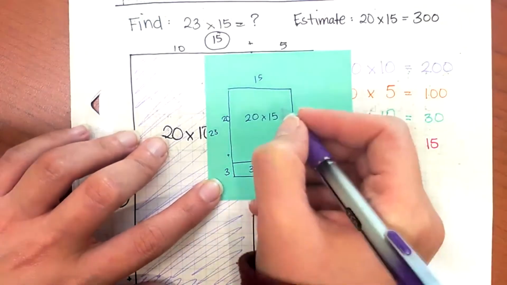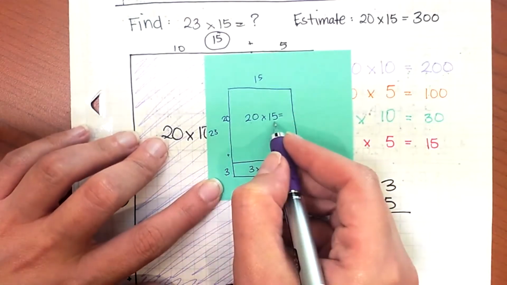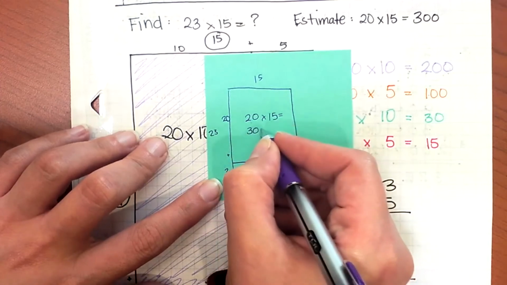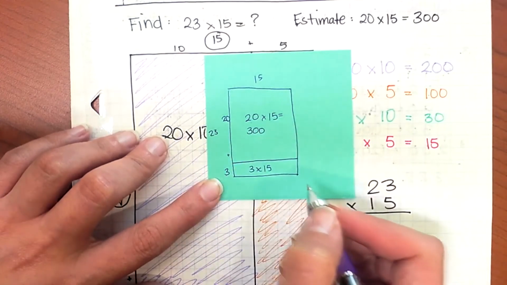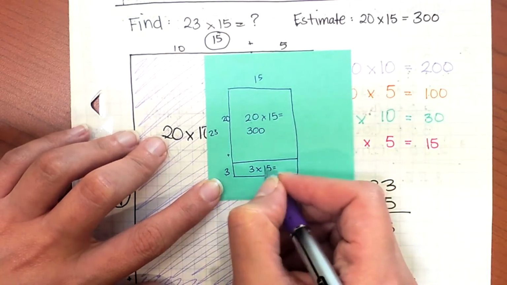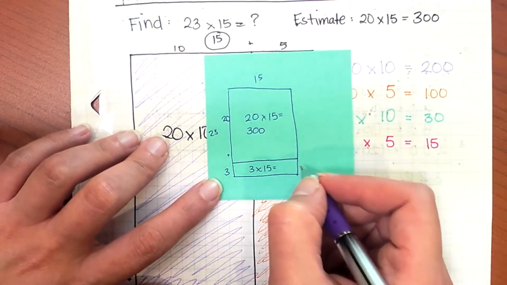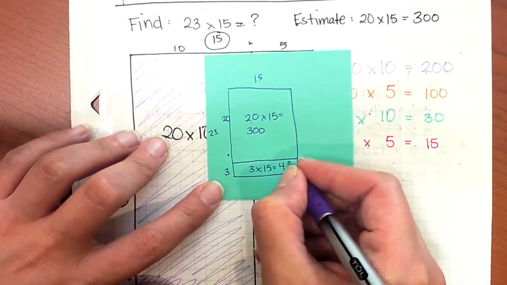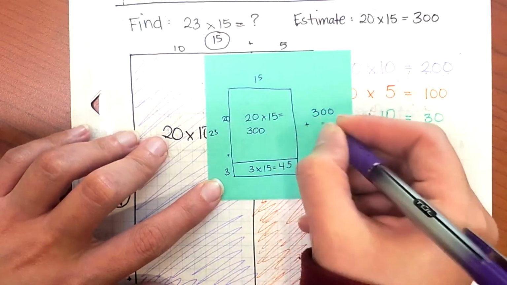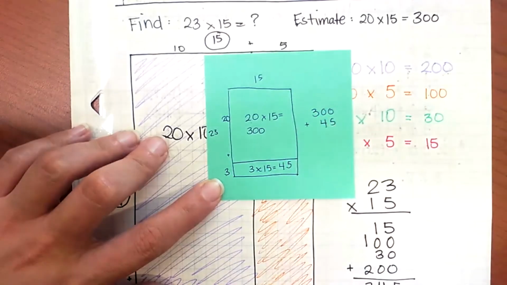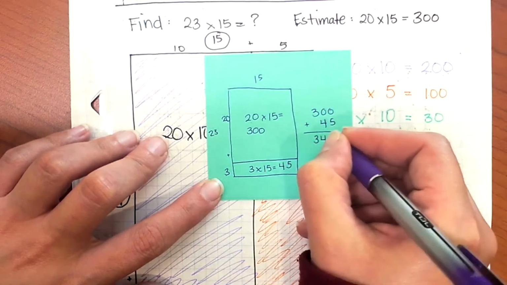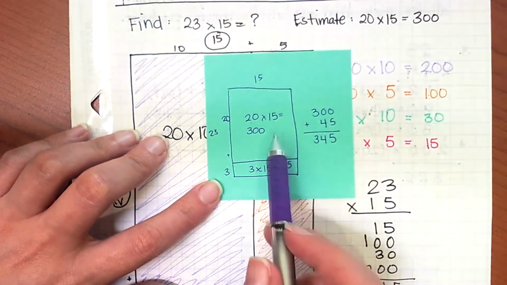Now I can also solve those numbers. Now I know 2 times 15 is 30. So 20 times 15 is going to be 300. 3 times 15, I know 15 times 2 is 30, plus another group of 15 is going to give me 45. And then I would add my partial products. And I can see that 300 plus 45 is equal to 345. So I could have also done it this way.